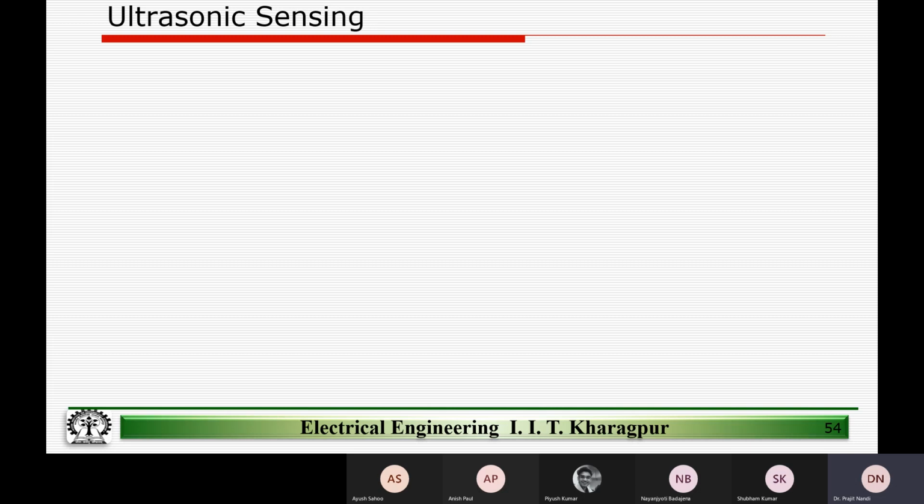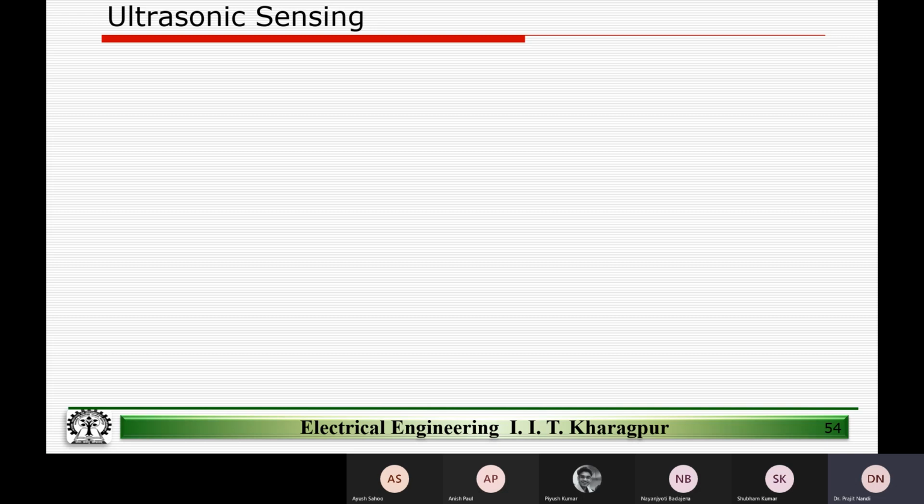The second part of the course will be on ultrasonic sensing, which I briefly touched upon in the last class. It is a logical continuation of what we have been discussing on piezoelectrics, because the fundamental principle behind ultrasonic sensing, or the material which we use in ultrasound devices, is actually the piezoelectric material. So this is going to be the next part.